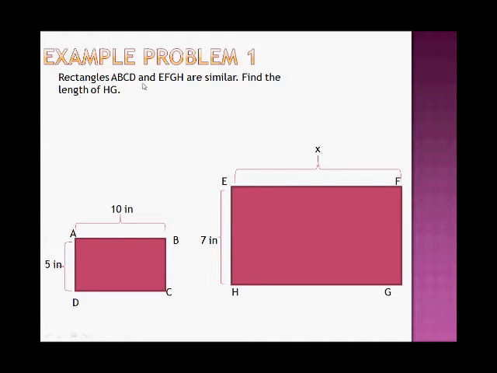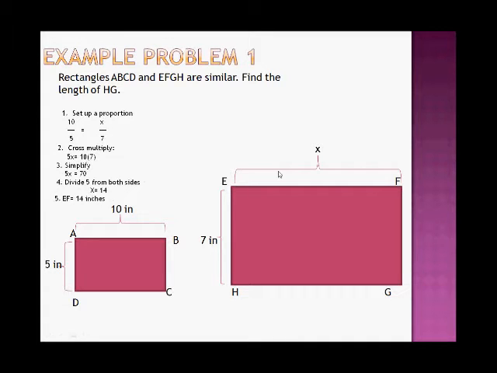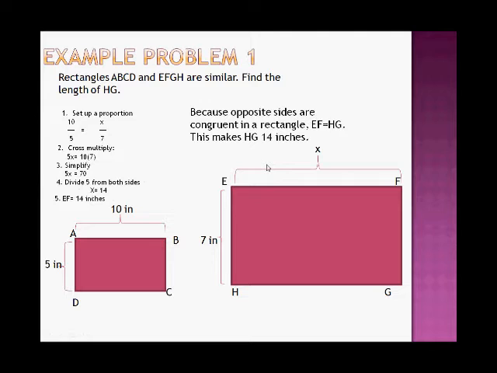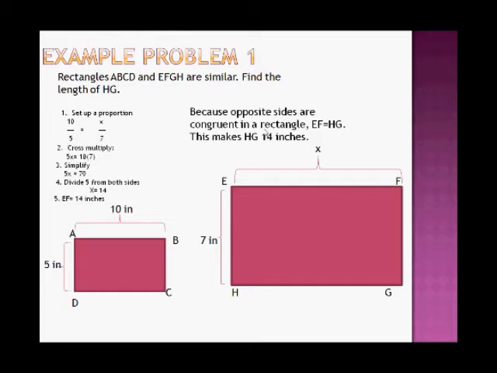So we know that ABCD and EFGH are similar rectangles. So we can say that segment AB is proportional to EF and AD is proportional to EH. So we set up a proportion. We have 10 over 5 equals x over 7. And then you cross multiply, so 5x equals 10 times 7. Simplifying that, you get 5x equals 70. Then you divide both sides by 5, so x is 14. So EF equals 14 inches. And because opposite sides are congruent in a rectangle, EF equals HG, so this makes HG 14 inches.